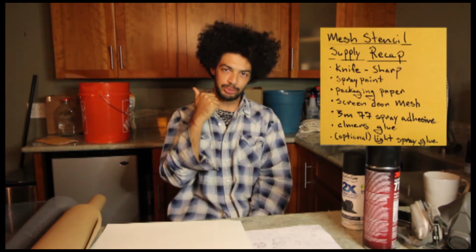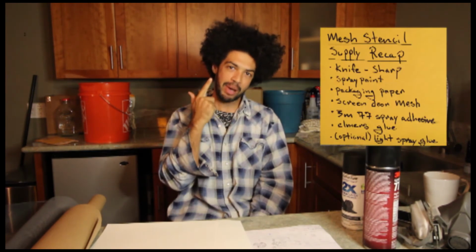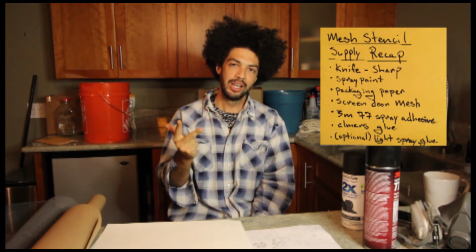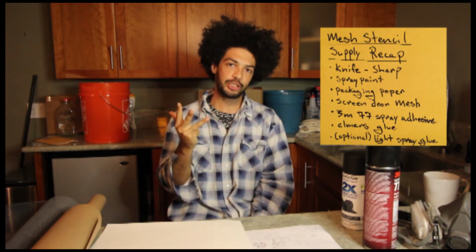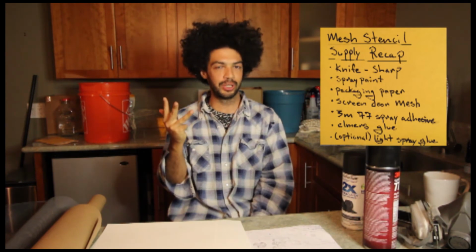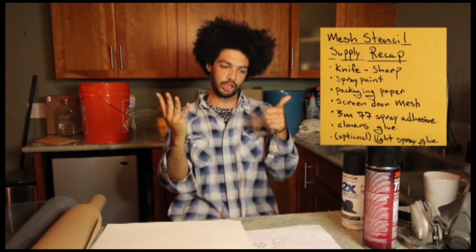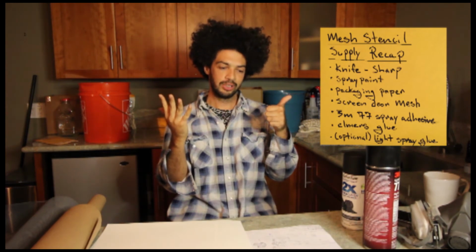So what you're gonna need for the mesh stencils is an X-Acto knife, some spray paint, and some packaging paper. I like to use packaging paper. Technically you can use whatever. You're gonna need some fiberglass screen mesh, the kind that they use for screen doors. You're gonna need some spray adhesive, and you're gonna need some Elmer's glue. So that's pretty much it.